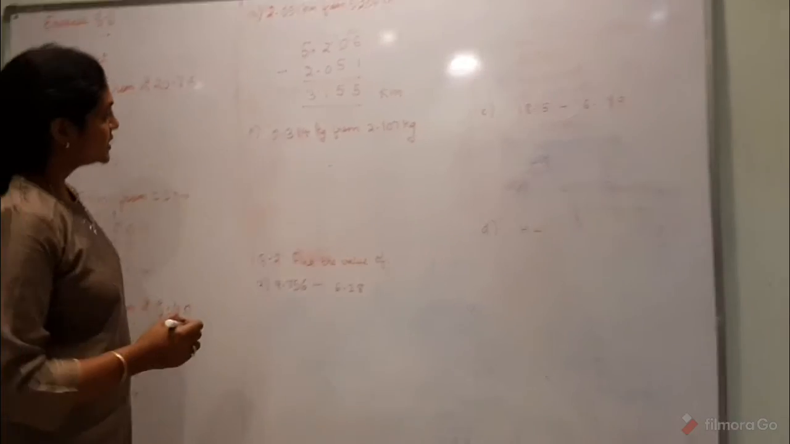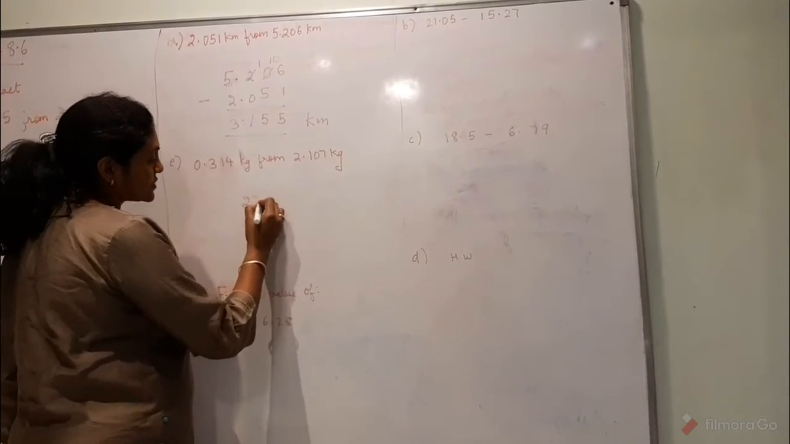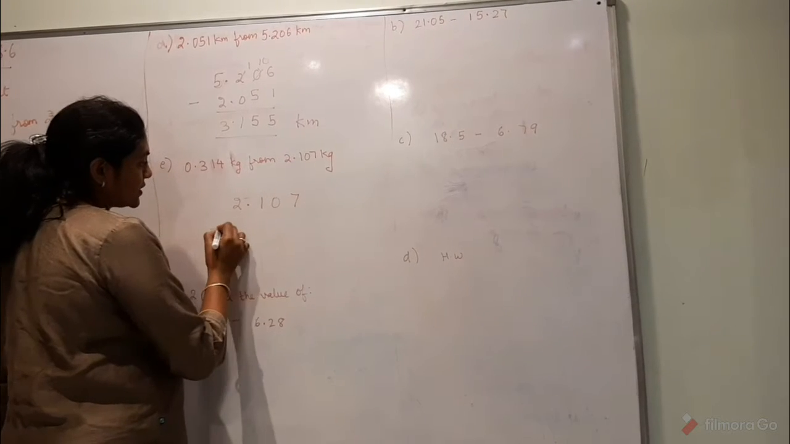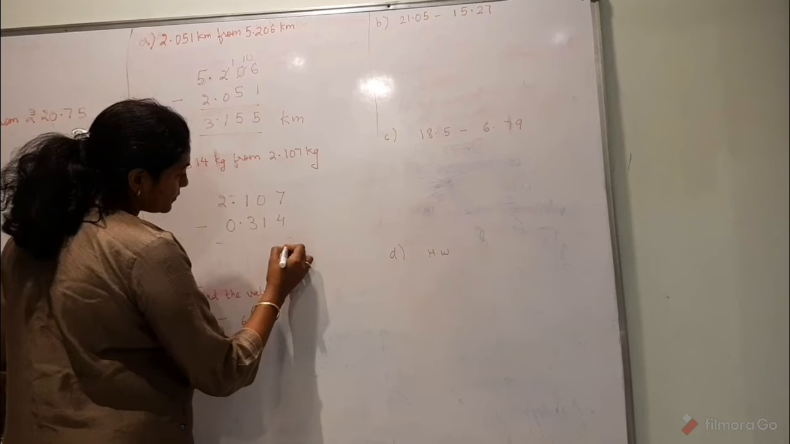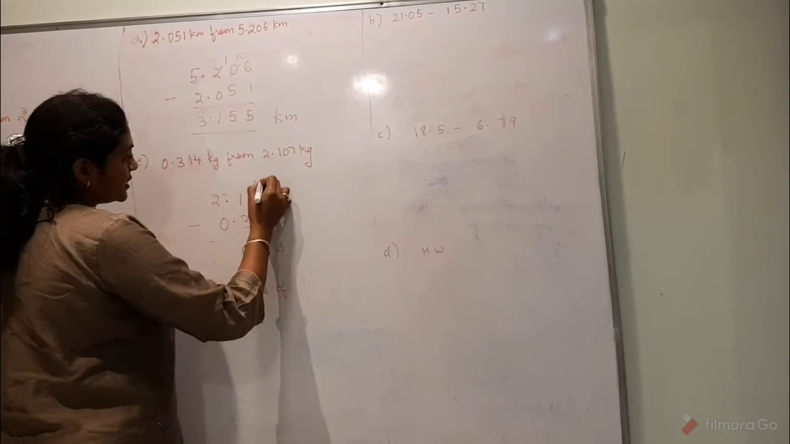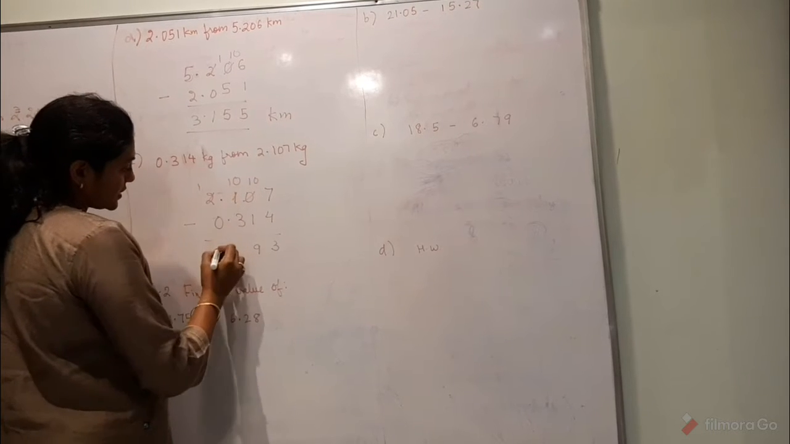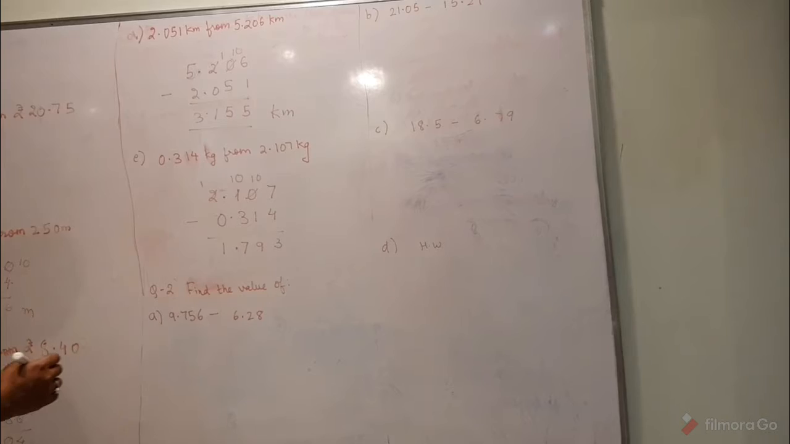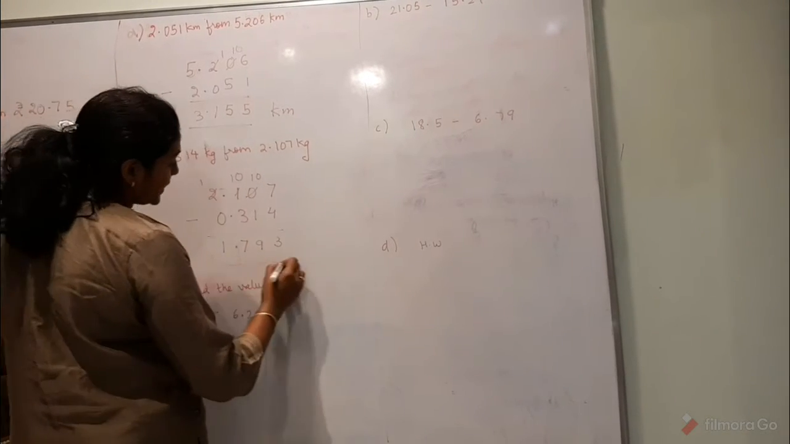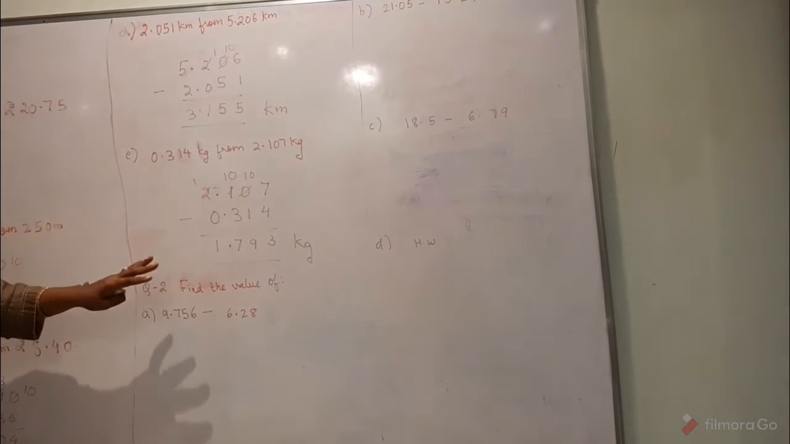Now here E1, 0.314 kg from 2.107. So 2.10 minus 0.314, 390. So it is 7. So it is 1.793 kg. Right? Very simple.